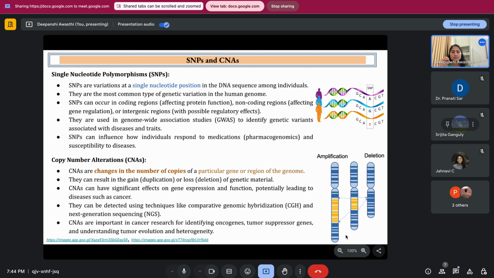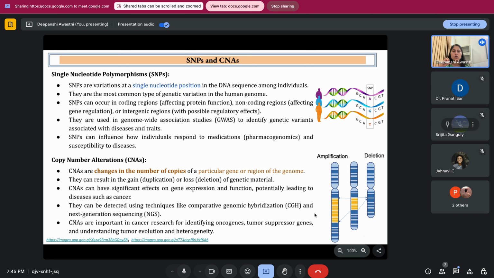Whereas on the left side, there is the amplification. Amplification means the copy number has increased, it has doubled. So now there are 2 copies of this gene. This is referred to as copy number alterations, which can result in gain or loss of genetic material. These alterations can have a significant effect on gene expression and function, and could potentially lead to diseases such as cancer, because if more genes are present, then more protein has to be synthesized, which could ultimately lead to toxicity.